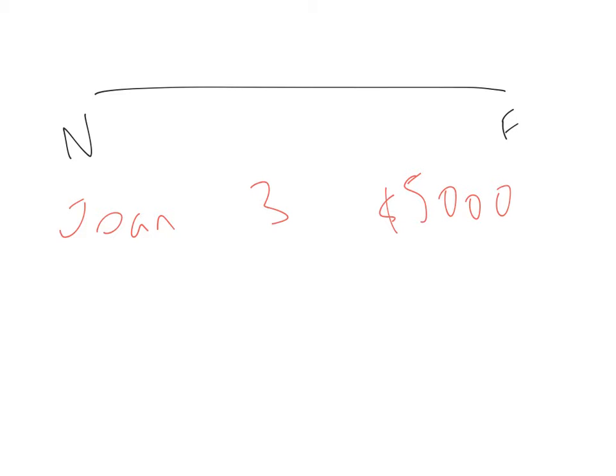Her bank's offering 4% per annum, compounded yearly. We can work out how much money Joan needs to start with. So if she wants to have $5,000, is that a future number or is that a now number? Future. A future number. So she wants to have that $5,000 in the future, which is in 3 years' time.